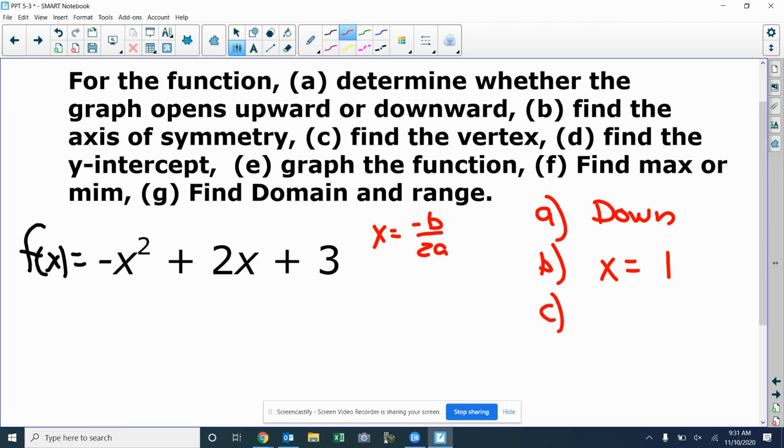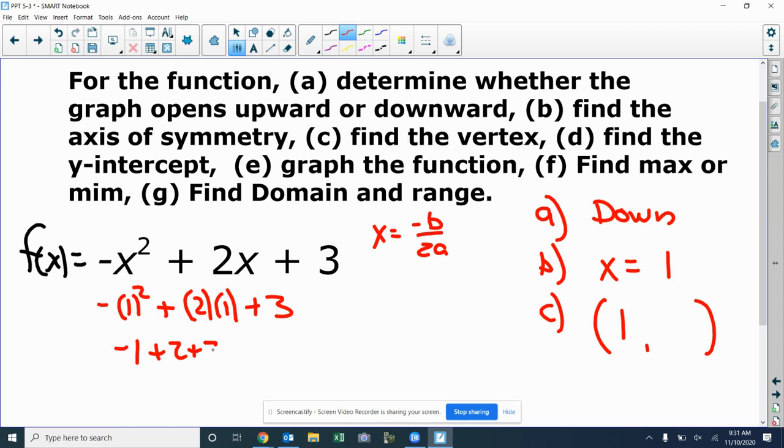It seems like. C, we already have half that vertex, which is 1. So now remember, we're going to plug that 1 in. We're going to have negative 1 squared, plus 2 times 1, plus 3. 1 times 1 is 1, but the negative doesn't apply to that 1 right there. So it's going to be negative 1 plus 2 plus 3. So our vertex point, our y value is 4.